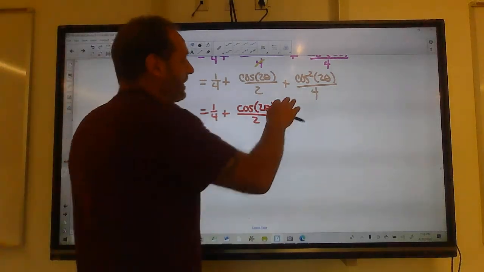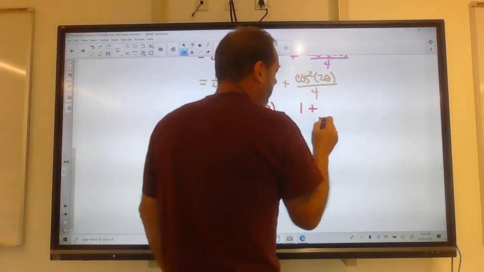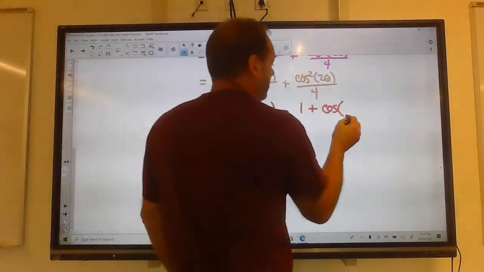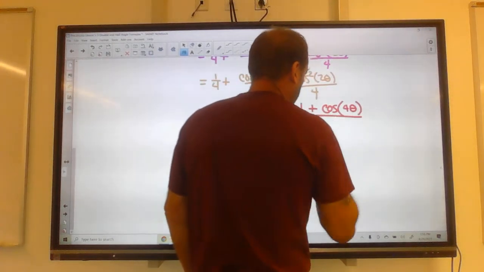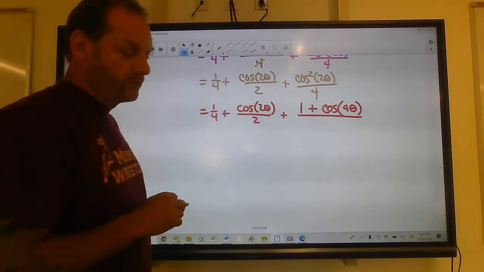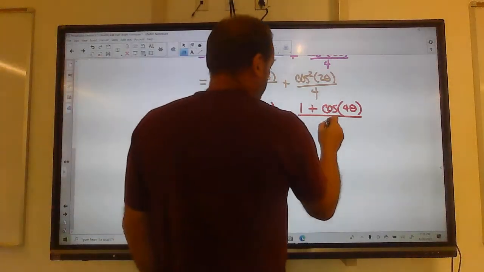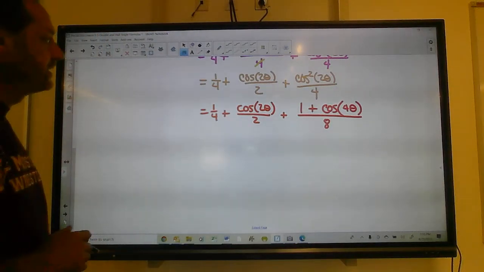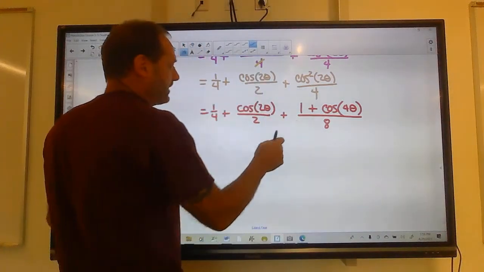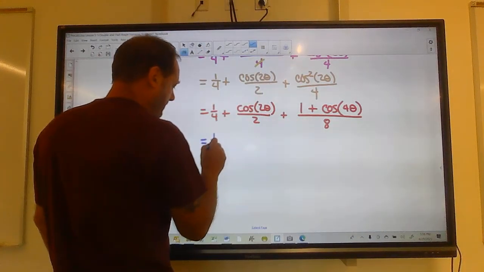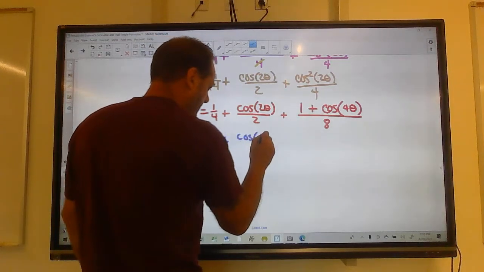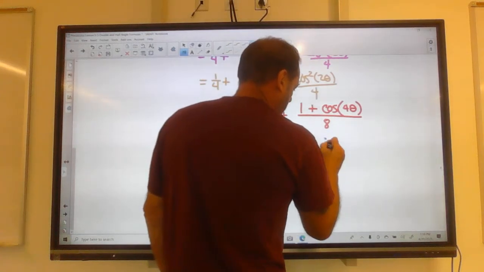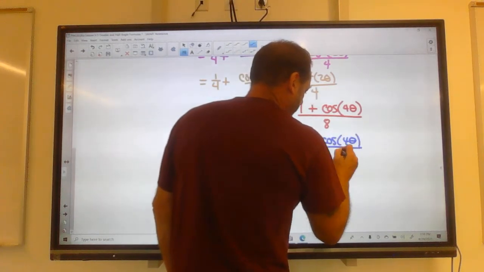So when I use my power reducing formula again, this is going to become 1 plus cosine. Now, it's cosine 2 theta, but it's already 2 theta, so this is going to be cosine 4 theta, okay, over 2, but it's already over 4, so 2 times 4 is going to be 8. And now you might be able to see where this is going to go, because I'm going to break this fraction up into 1/8 plus cosine 4 theta over 8.